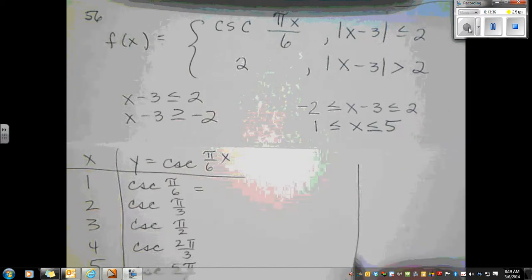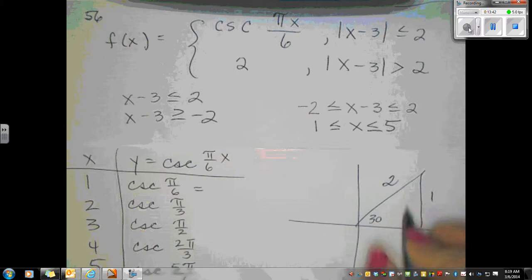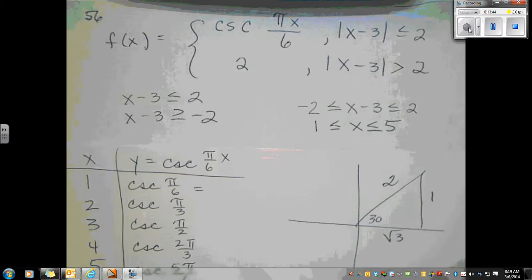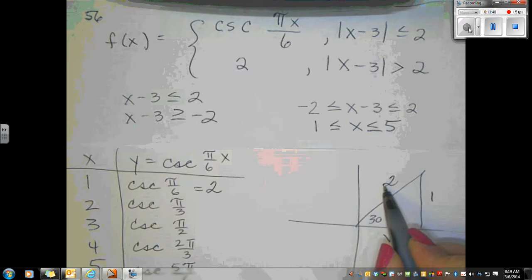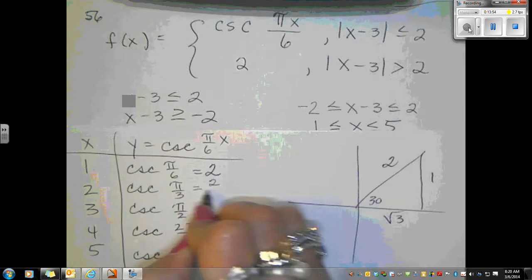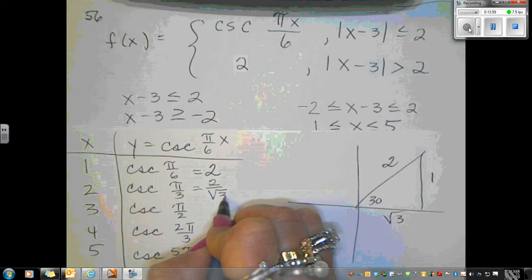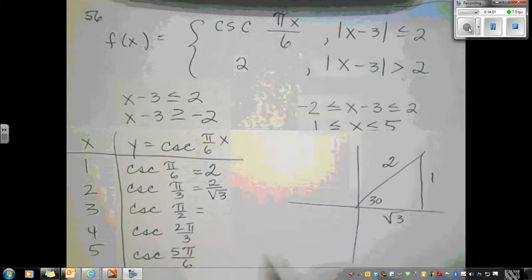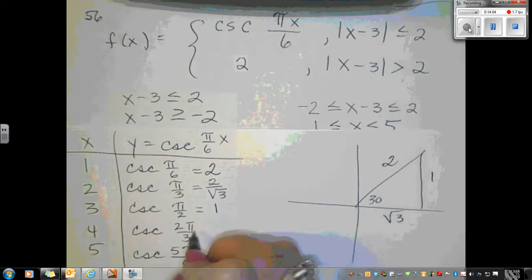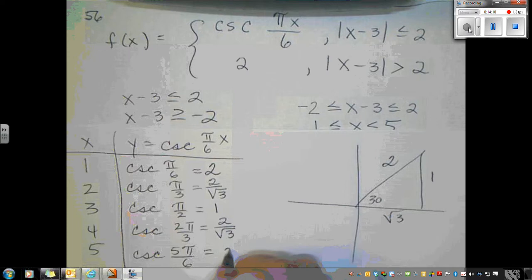All right, 30 degrees. Think about it. Here's 30: 1, 2, radical 3. What is the cosecant? That would be 2, because it's hypotenuse over opposite. Okay, so this one would be 2 over radical 3. This would be equal to what? 1. This would be equal to 4, 2 over radical 3. This would be equal to 2.